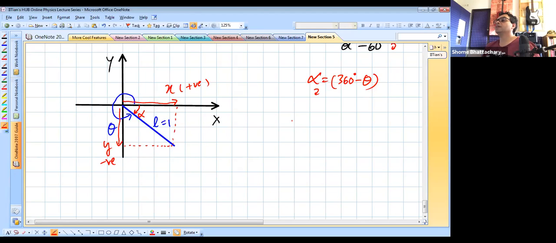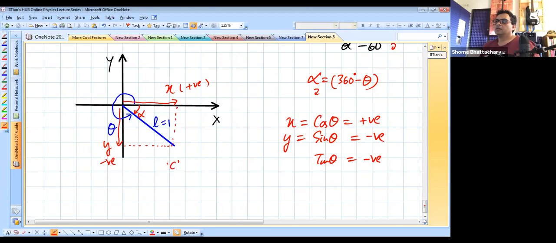So our x, which is nothing but cos theta, should be a positive quantity. Our y, which is sin theta, should be a negative quantity. And the ratio of x and y is the ratio of positive and negative quantities, so that should be negative. That is why in quadrant 4 it is ASTC: C is positive, cos is positive, sin and tan are negative. So that's the basic idea.